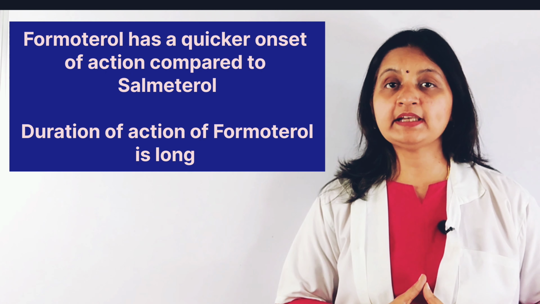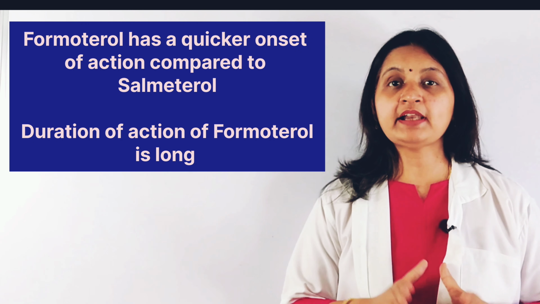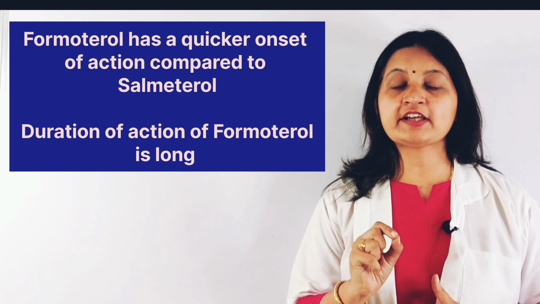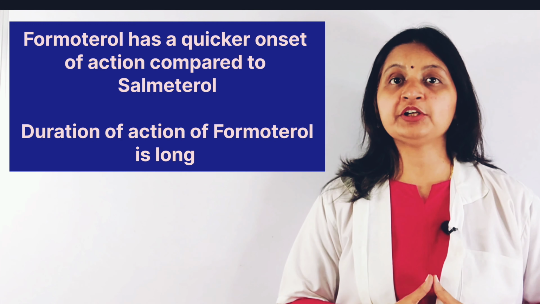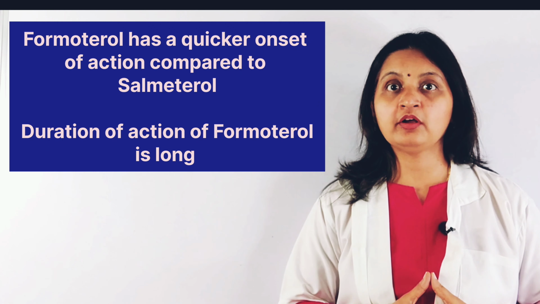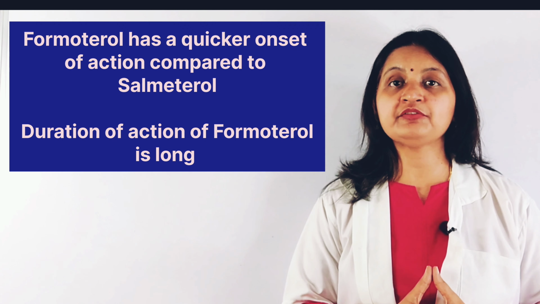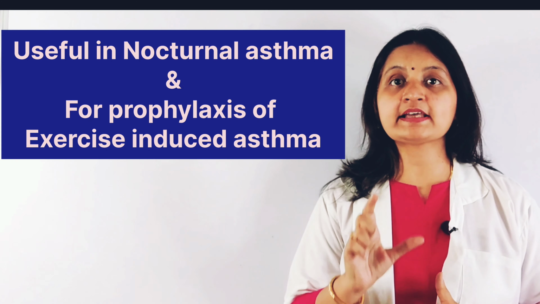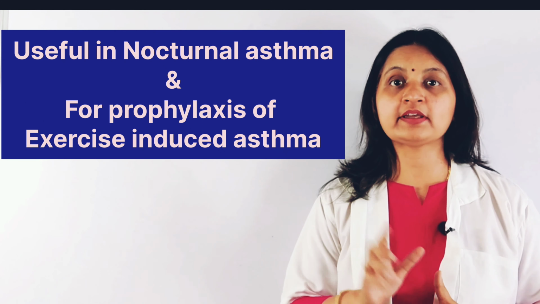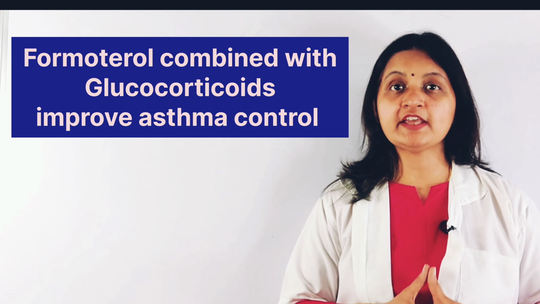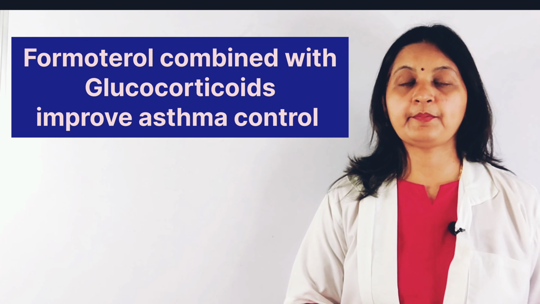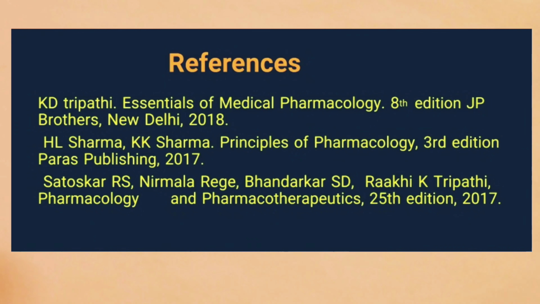Formoterol, another beta-2 selective agonist, has similar action to that of salmeterol, but the onset of action is quicker and the duration of action is also prolonged. So it is a very useful drug for the treatment of nocturnal asthma and also used for prophylaxis of exercise-induced bronchial asthma. When combined with glucocorticoids, the action is potentiated and they improve asthma control. This brings us to the end of the topic.